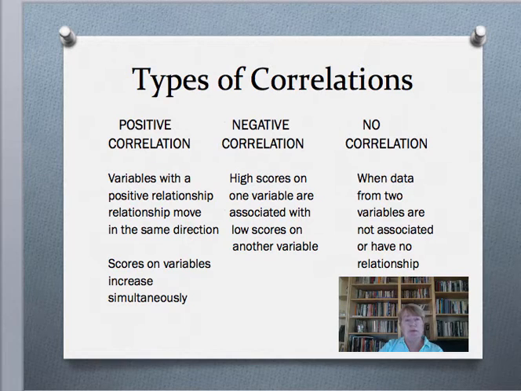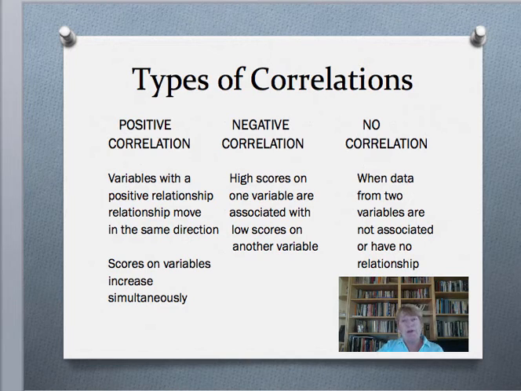So just to review types of correlations, we can have a positive correlation, and that is variables with a positive relationship that move in the same direction, low to low, high to high. And the scores on those variables will increase simultaneously. The closer to a perfect line, the better.